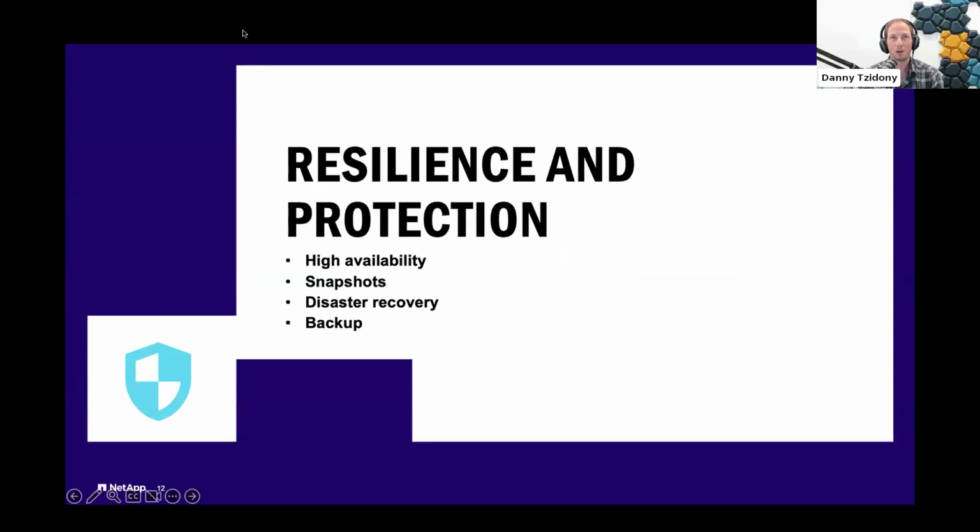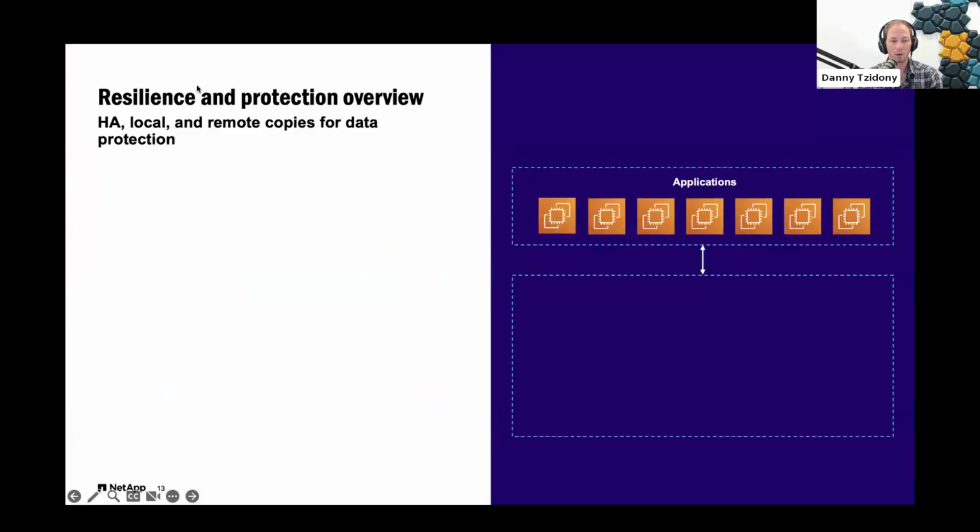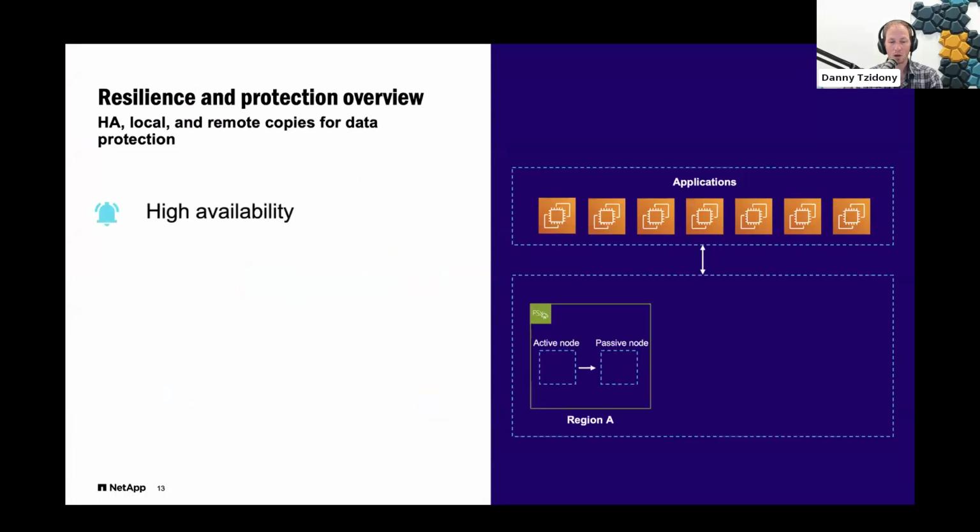Thank you very much, Andre. And so we've talked about the features themselves. Let's understand really what makes it a compelling case. So we'll start with a resilience and protection overview, talking about that pillar which is most relevant for our business continuity plan. So we'll start, of course, with high availability.